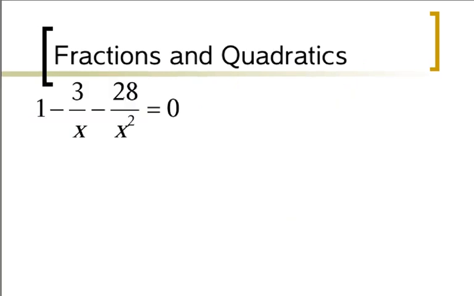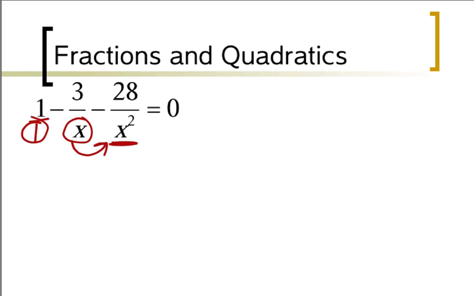So now we'll take a look at another one, and of course we're just going to get more complicated as we go through. And it's just more complicated to find the common denominator. This time we have three fractions, 1 over 1, negative 3 over x, and negative 28 over x squared. The common denominator is x squared because I can make this x turn into an x squared by timesing it by an x. I can make the 1 turn into an x squared by timesing it by an x squared.